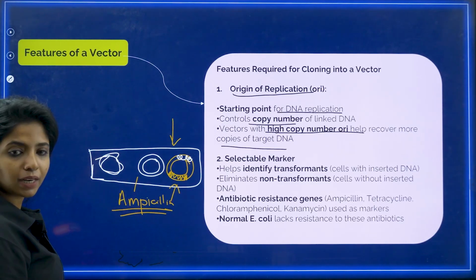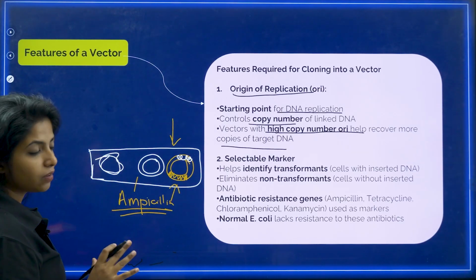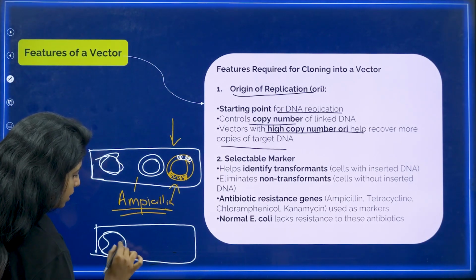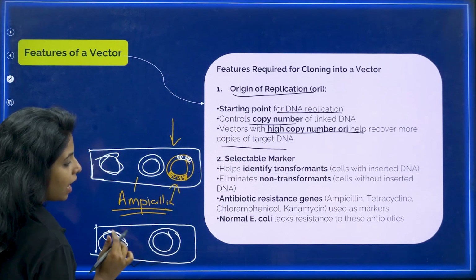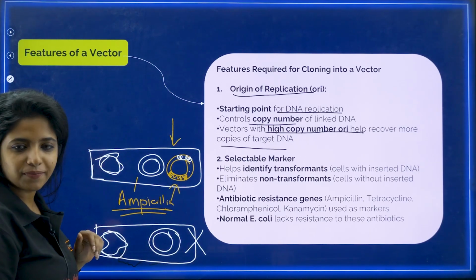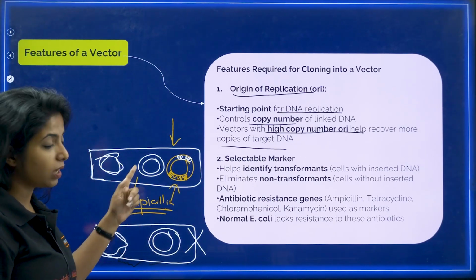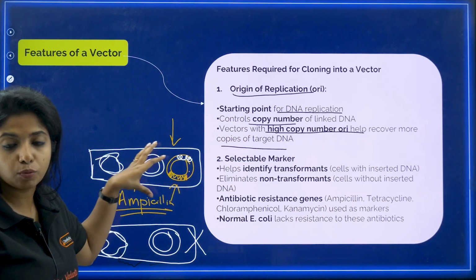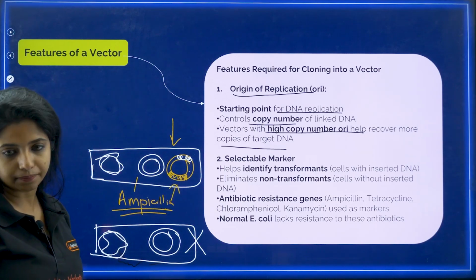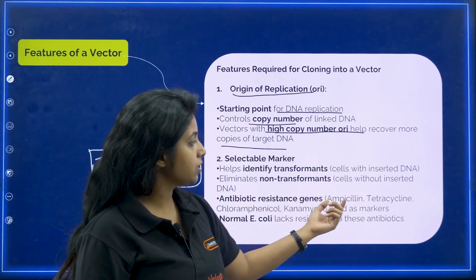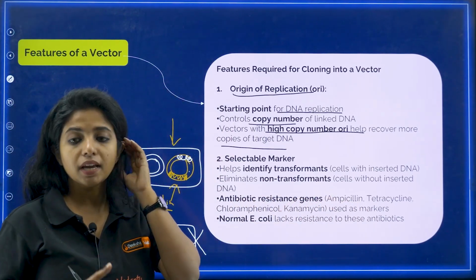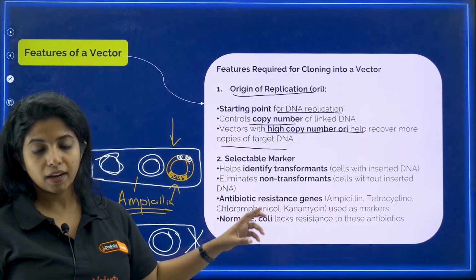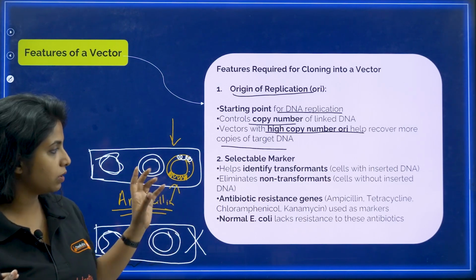Suppose it is not surviving in ampicillin medium. Then the condition is like this, where there is a normal E. coli with normal DNA and its normal plasmid. It does not have this, which is why it is not able to survive. So I am able to understand the difference. Why? Because it has the ampicillin resistance gene, so it acts like a marker. I am able to select this particular cell because it has this particular gene. Antibiotic resistance genes such as ampicillin, tetracycline, chloramphenicol, kanamycin, all of them are antibiotics, and we can put their genes into the plasmid that we're looking for.